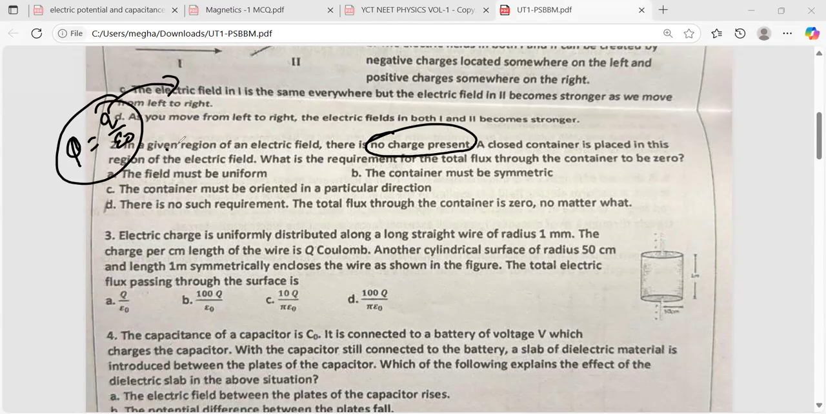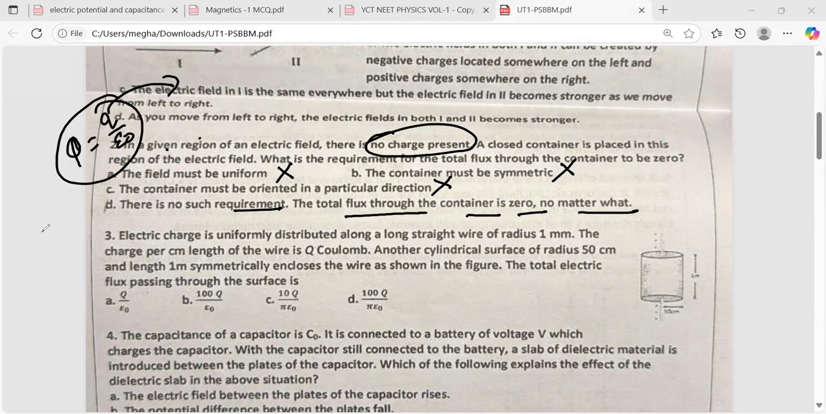For the container flux to be zero, what is the requirement? The field must be uniform? No. The container must be symmetric? No. The container must be oriented in a particular direction? No. There is no such requirement. The total flux of the container is zero no matter what it is. So net charge is zero. Therefore, the total flux of the container is zero, no matter what.